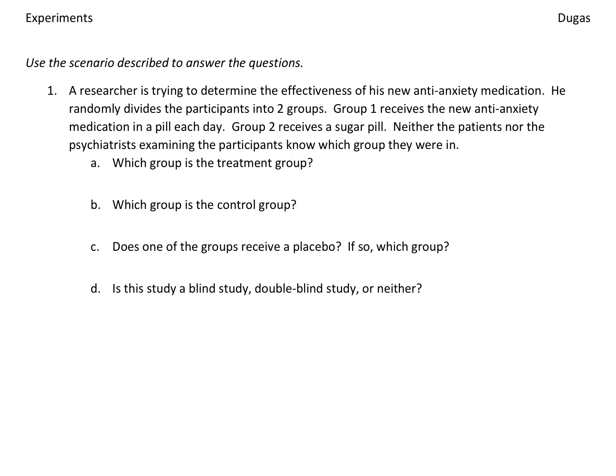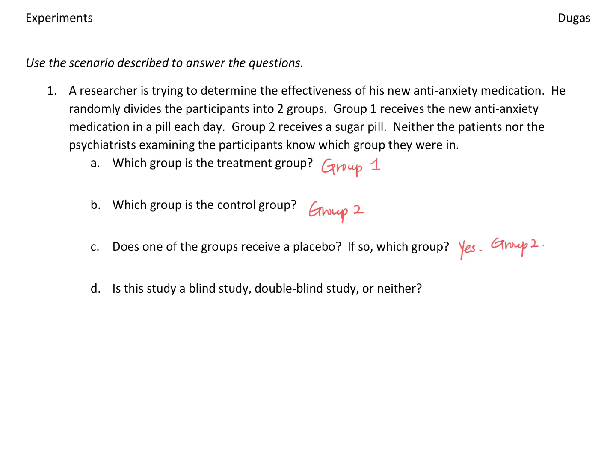So the treatment group is group 1. They're the ones that are actually receiving the treatment, which is the new anti-anxiety medication. Which group is the control group? That would be group 2. They're the ones that are actually receiving just a sugar pill, so they are the control group. Does one of the groups receive a placebo? If so, which group? So yes, group 2.